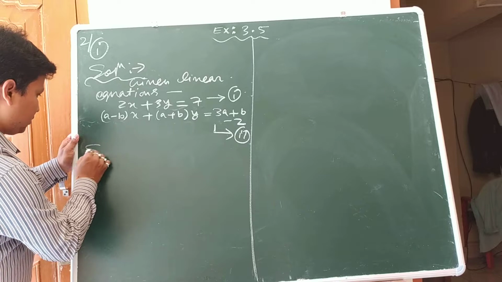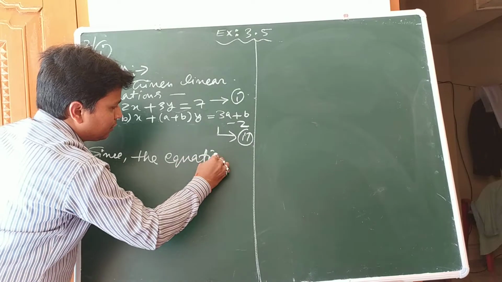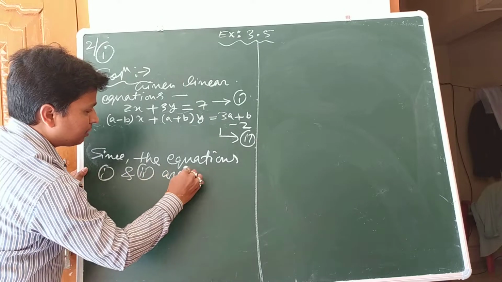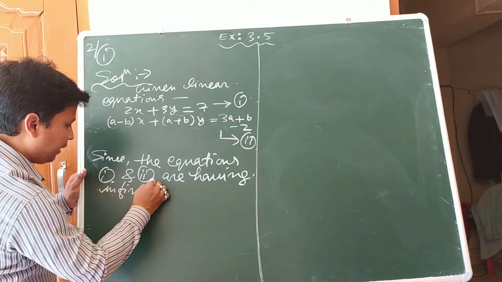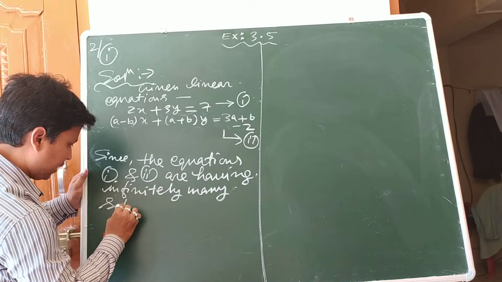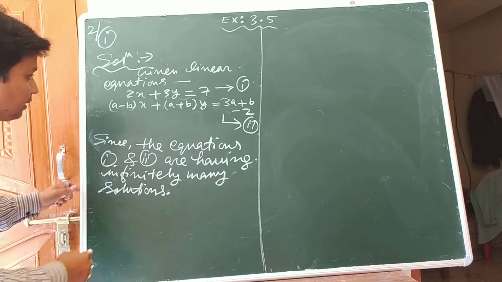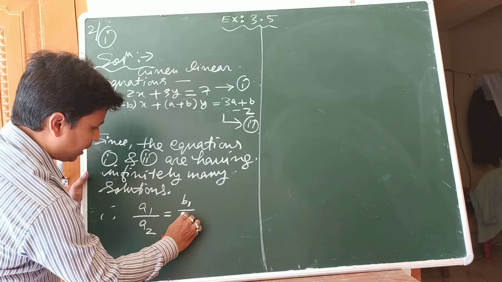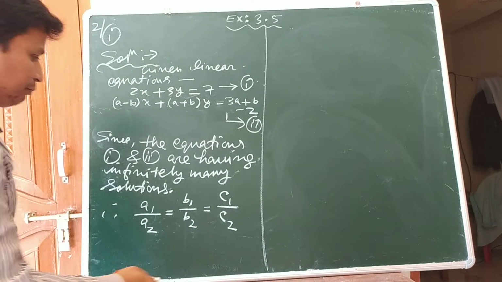Then we have to write: since the equations 1 and 2 are having infinitely many solutions, on the basis of this criteria we can write a1 by a2 equal to b1 by b2 equal to c1 by c2. These three ratios will be equal.